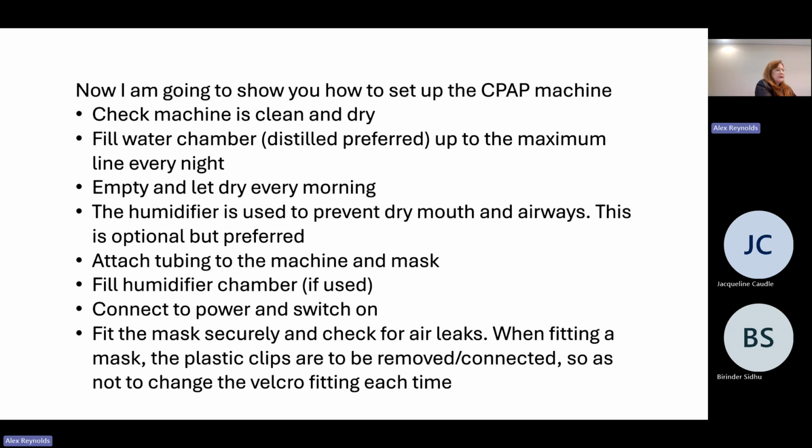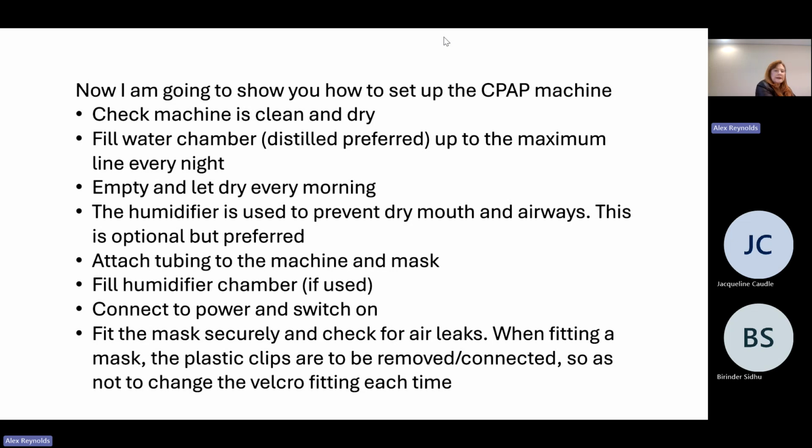Then attach the tubing like this. So we're going to attach the tubing to the machine and also to the mask. And then we connect it to the power switch and switch it on. Why wouldn't we connect it to the power switch and switch it on right at the beginning? Water. We don't want to have an electric shock while we're fiddling with water. Absolutely. Good job. So we're connected to the power and we turn the machine on.